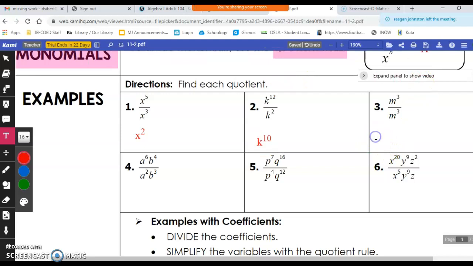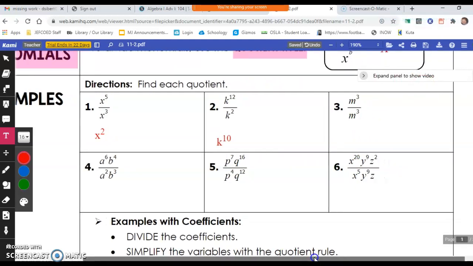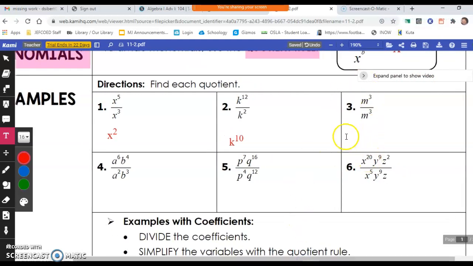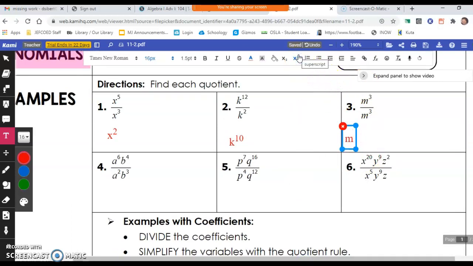Now, looking here, m to the third divided by m to the third, that's going to leave you with m to the, what's 3 minus 3? 0. Now, we're going to add to this just a little bit. What do you get anytime you divide something by the same thing? 1. So what do you guys think? If you have m to the third divided by m to the third, that's the same thing, right? What could you also say about m to the 0? It would also equal 1.